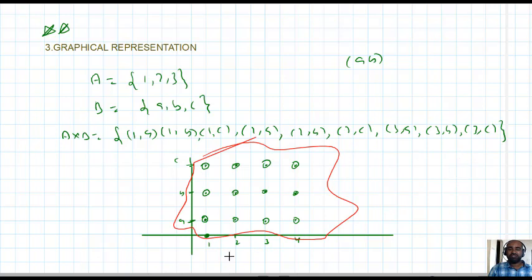So to find A cross B, on the x-axis you take the elements which are in A, and on the y-axis you take the elements which are in B. So A equals {1, 2, 3} and B equals {a, b, c}. This diagram is called the graphical representation of A cross B. Similarly, B cross C also you can write. That is not a big problem.